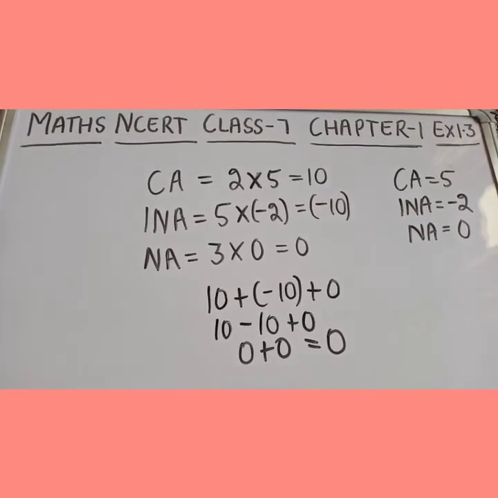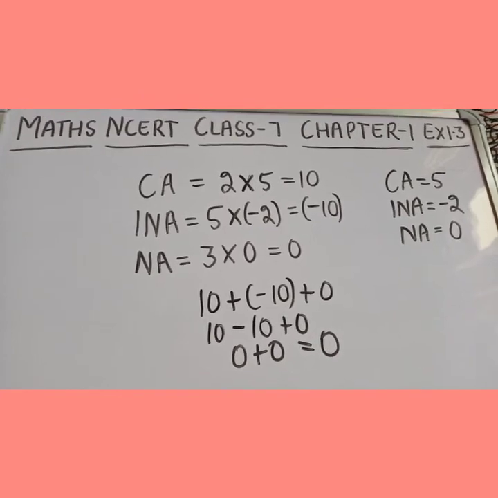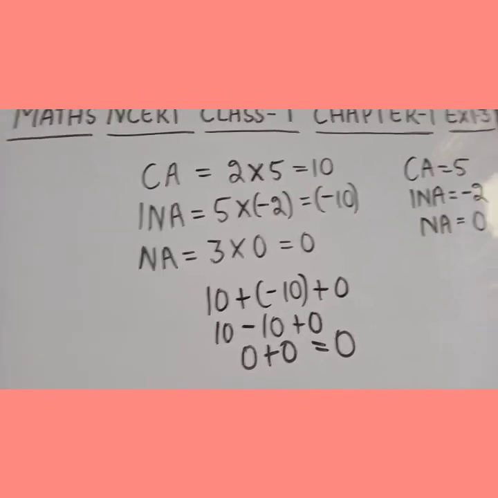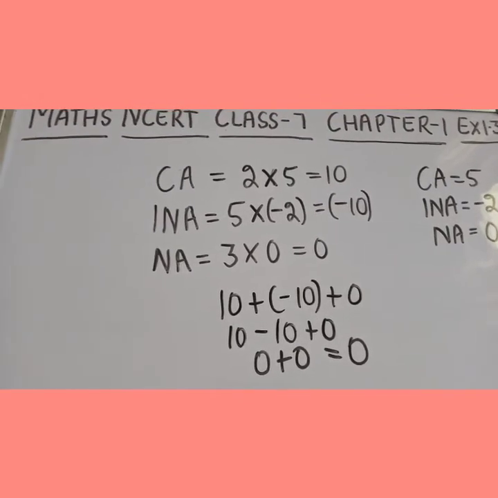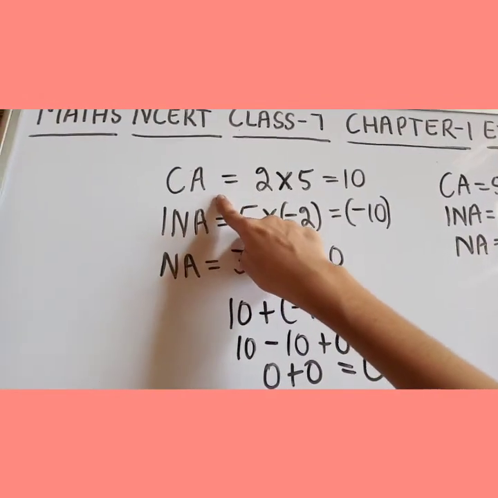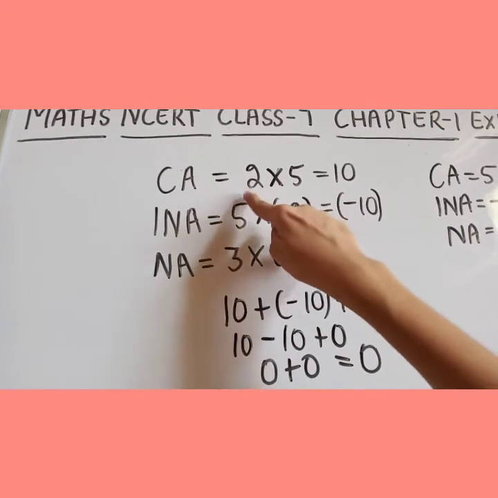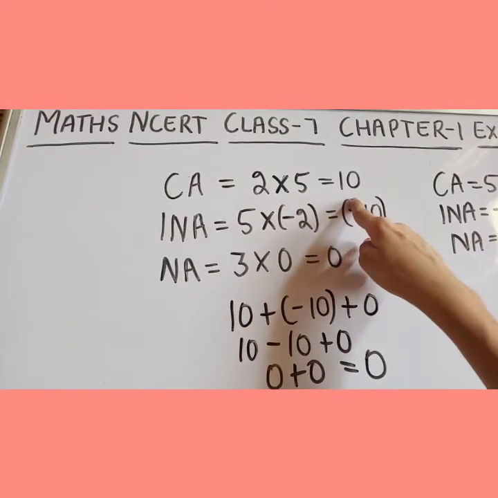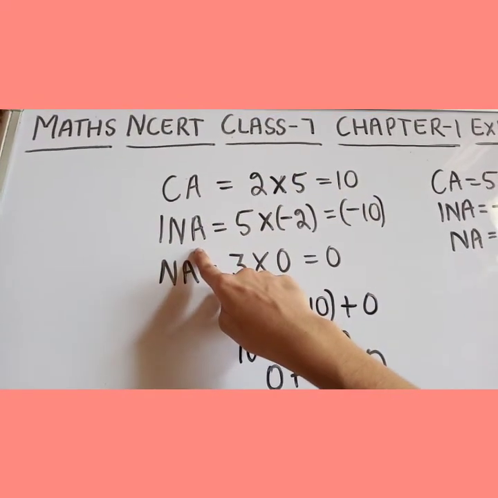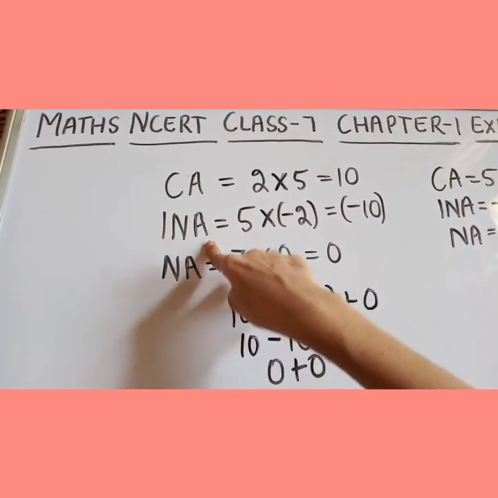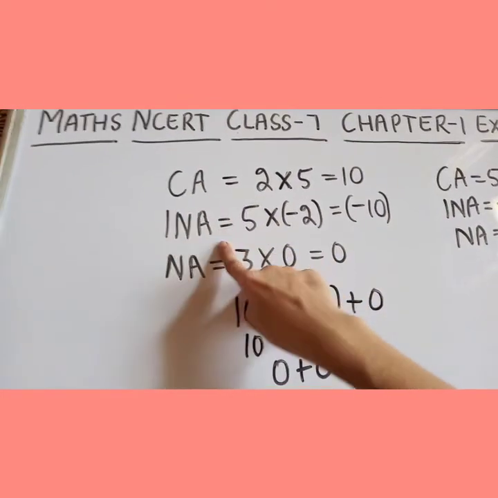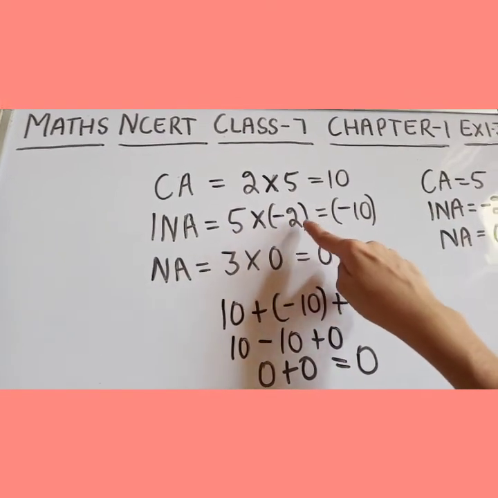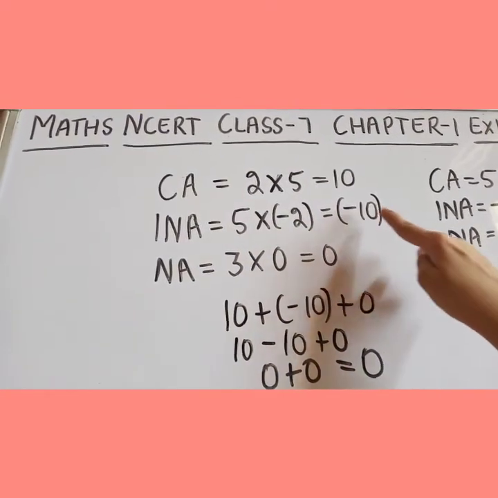Now this was the rough explanation for the part. I hope you can do the fair part by yourself. Let me just tell you what to write in the fair part. First of all, you will write the number of correct answers Hina got is 2. Then marks given for correct answers, you will multiply 2 by 5, that will give you 10. Then you will write the number of incorrect answers Hina got, 5, and the marks given for every incorrect answer, then you will multiply 5 into minus 2, that will give you minus 10.